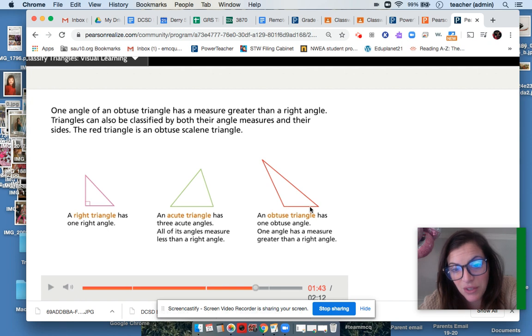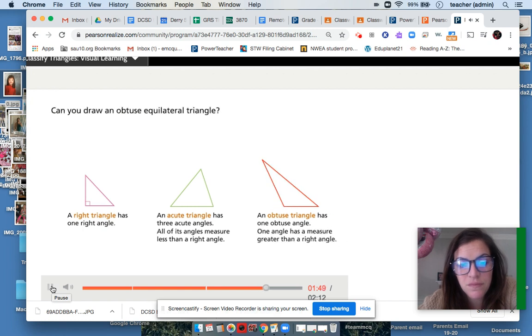So this looks like it's the shortest. This one looks like it's long, but this one is longer. So this is an obtuse triangle, but it's also a scalene. So that's what they want you to know here, that you can classify the triangles by the length of their sides, but also by the angles. The red triangle is an obtuse scalene triangle.